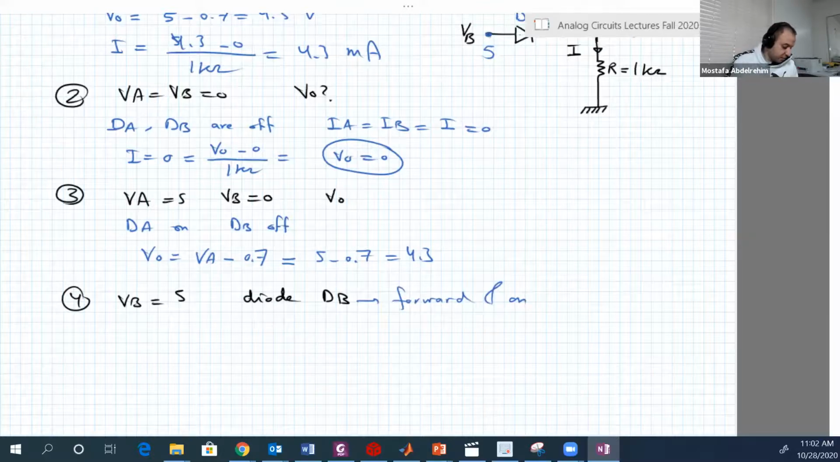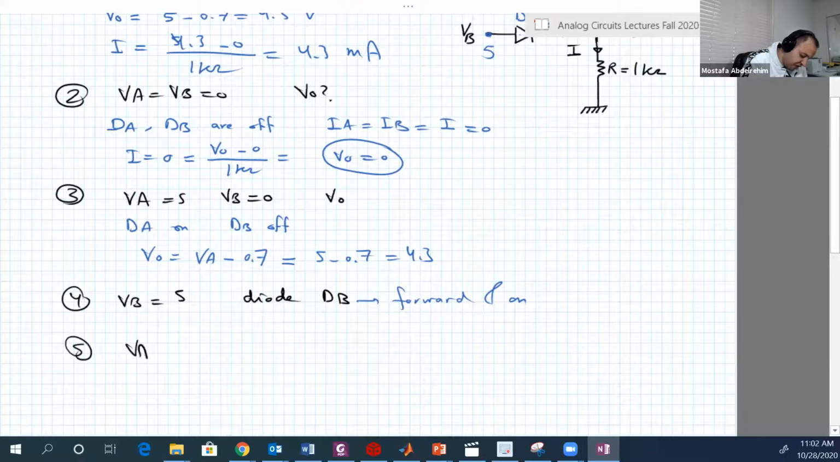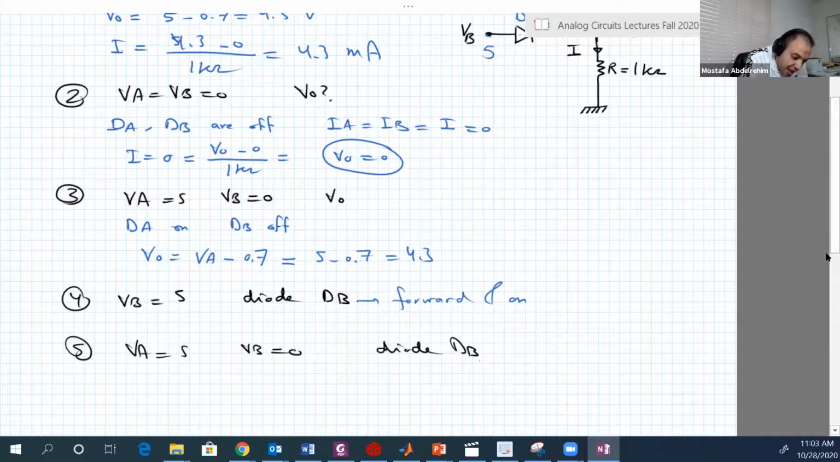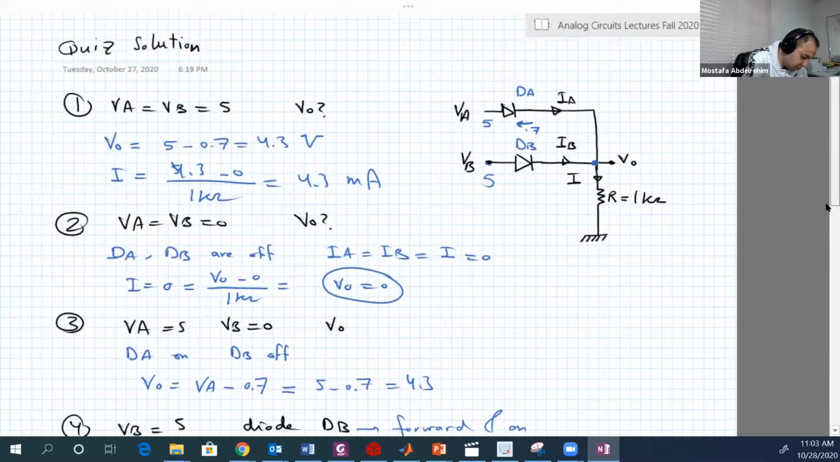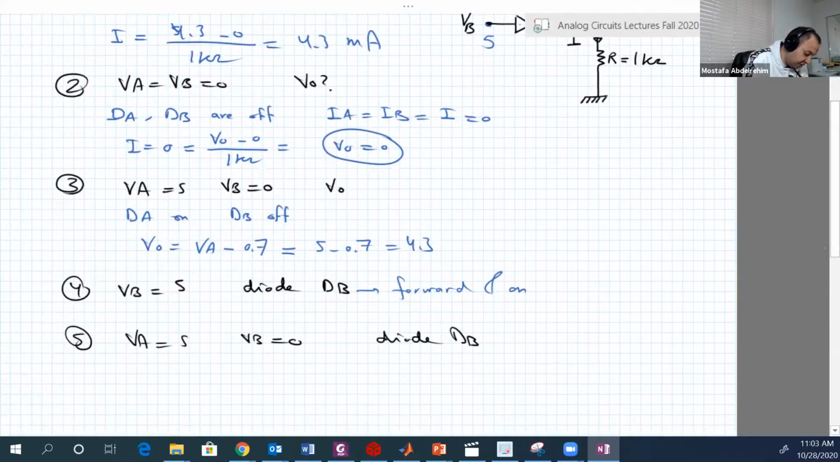Question 5 should be similar. When VA is equal to 5 and VB is equal to 0, again, what is the situation of the diode DB? So let's go back here because we have the situation here. In this situation, DA is on, DB is off, okay, and VO is 4.3.